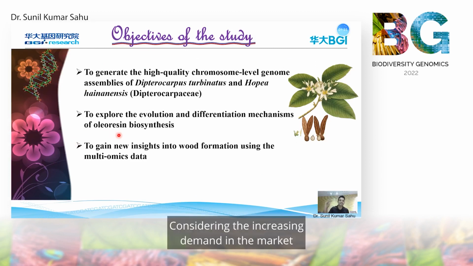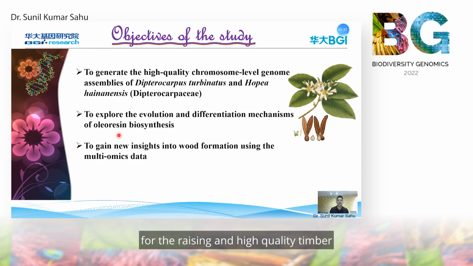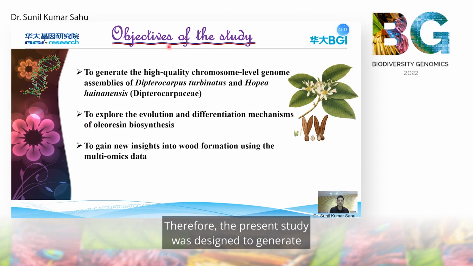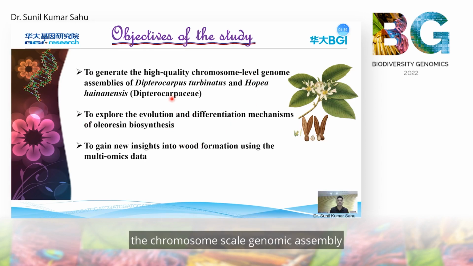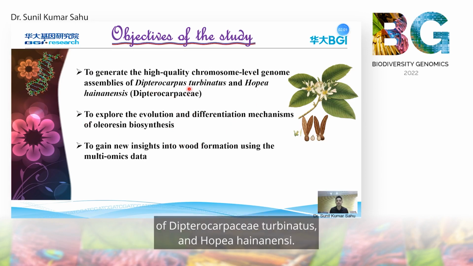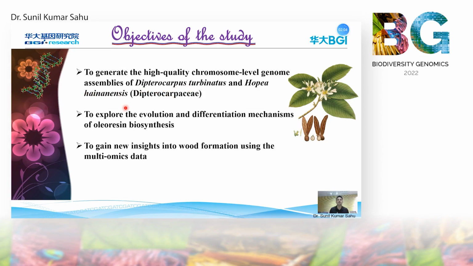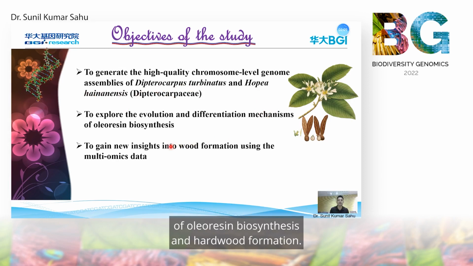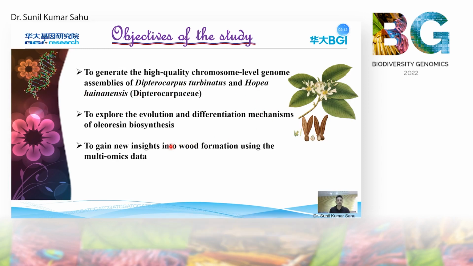Considering the increasing demand in the market for the resin and the high quality timber of different Dipterocarp species, there is also a declining population. Therefore, it is important to interrogate the genomic background to explore the genomic features of Dipterocarp species. Therefore, the present study was designed to generate the chromosome scale genome assembly of Dipterocarpus turbinatus and Hopea hainanensis to explore the evolution and differentiation mechanism of oleoresin biosynthesis and hardwood formation.